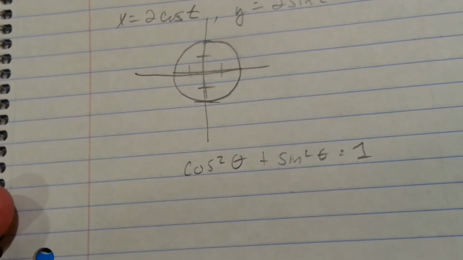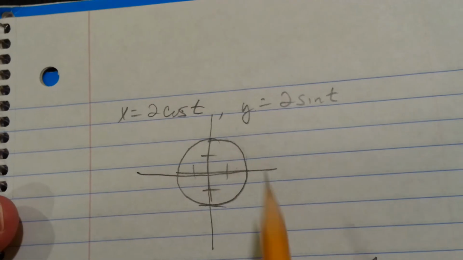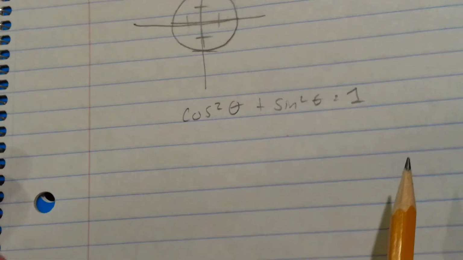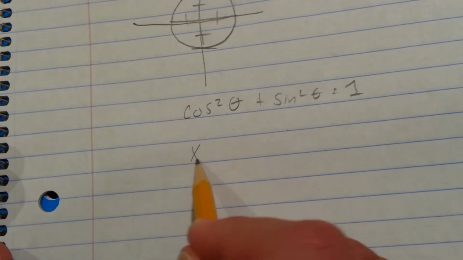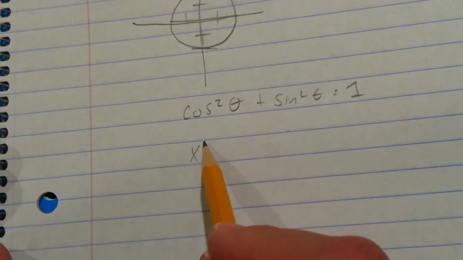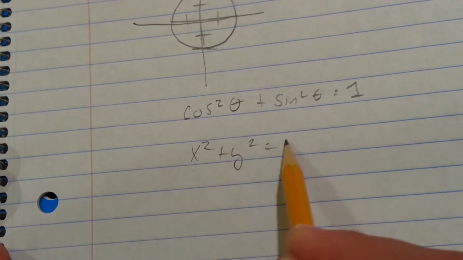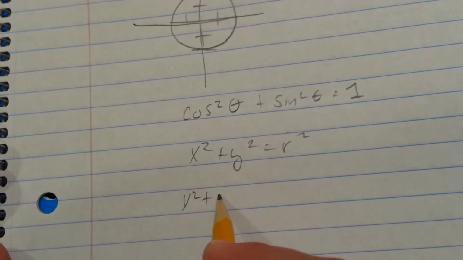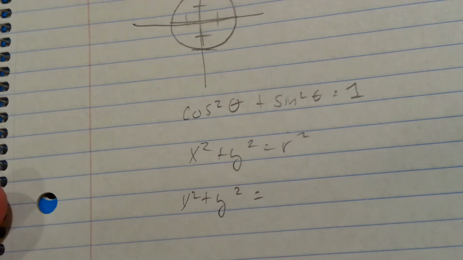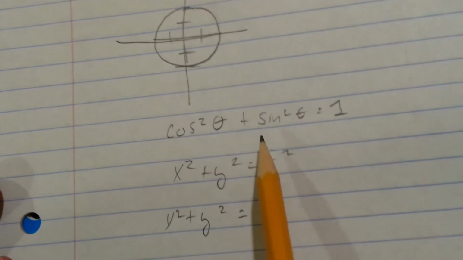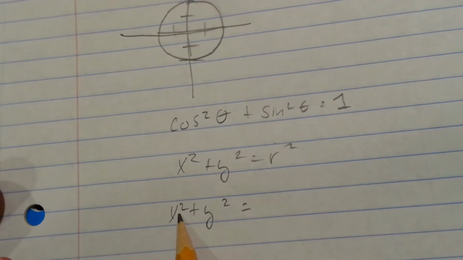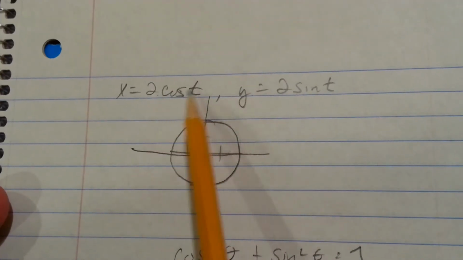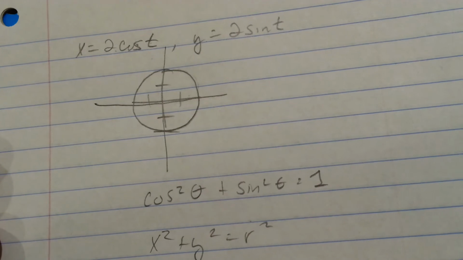All right. That being said, if we graph this parametric, we know we've got a circle. So we also know what a circle is without parametric mode: x squared plus y squared equals your radius squared. So we know that x squared plus y squared equals this. Well, what is our equals? Well, first of all, let's just say what's x? X is 2 cosine t.